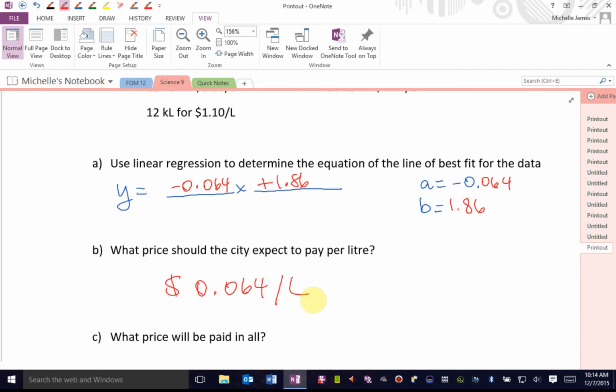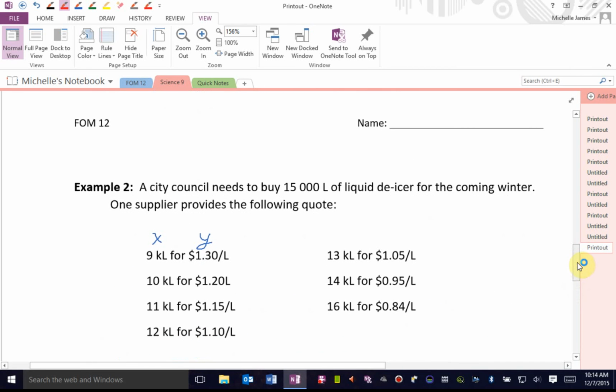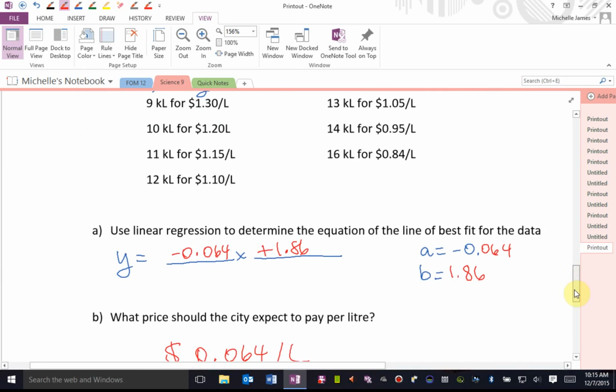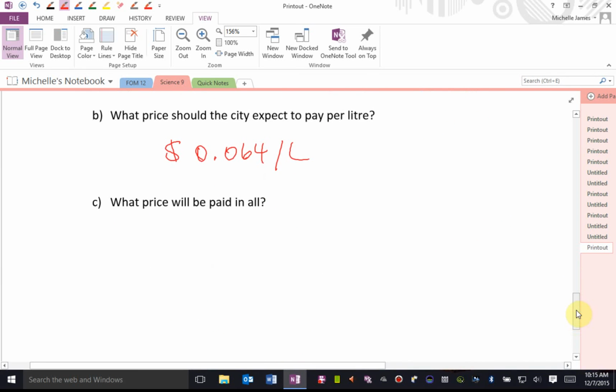Last question. What price will be paid in all? Well, the original question, kids, can I finish, please? The original question said we need to buy 15,000 liters or 15 kiloliters. So I'm going to use the equation y equals negative 0.064. Plug in your 15 because it's kiloliters, plus 1.86.